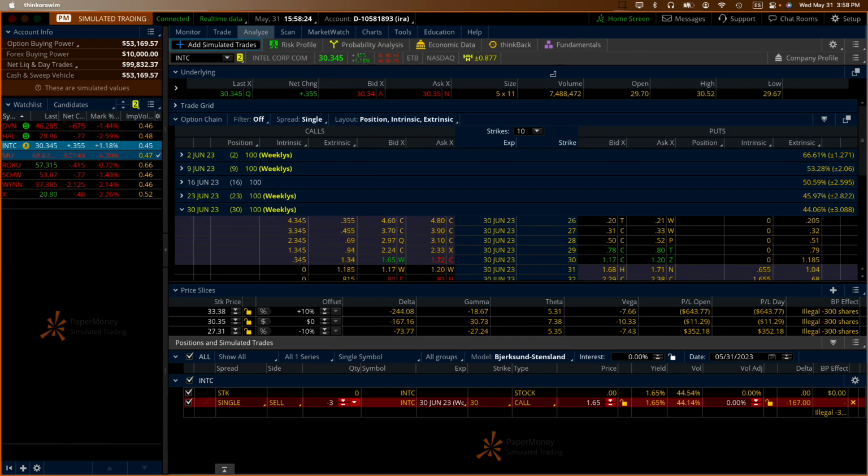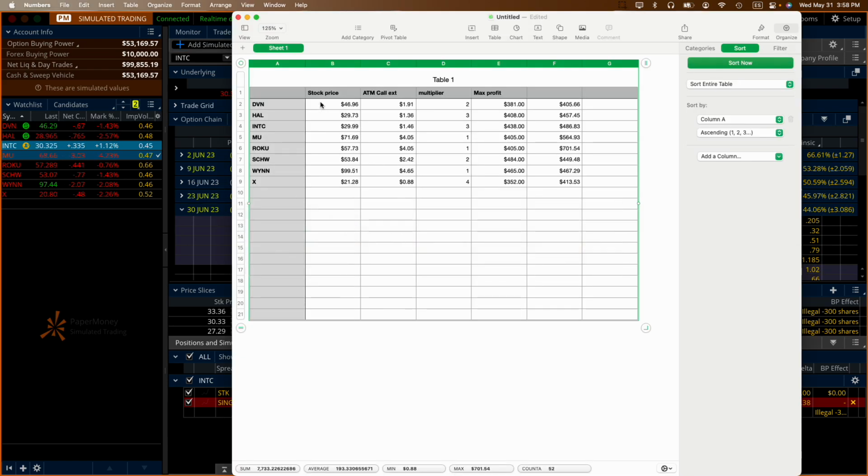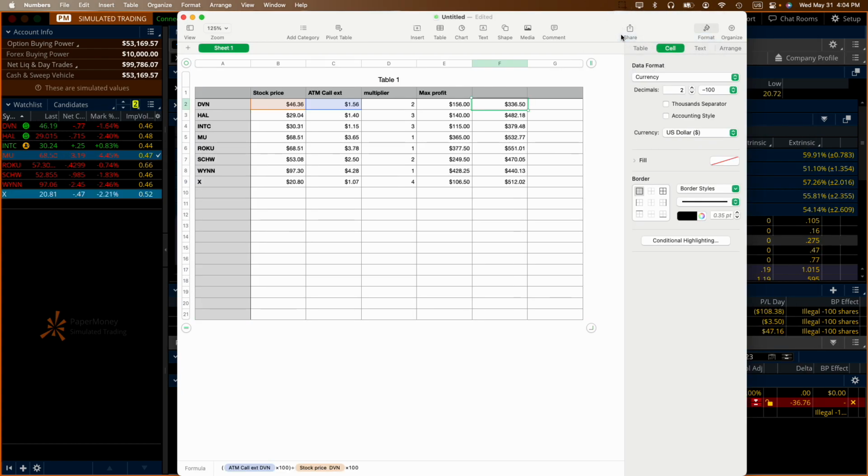And I'm going to pause here and create a spreadsheet in which I would list all the stocks, you see them, they match. The stock price currently has changed because I entered this before the market opened. Then the at the money call, what would the price be? And then we'll proceed from there. So I'm going to put a pause here, be right back.